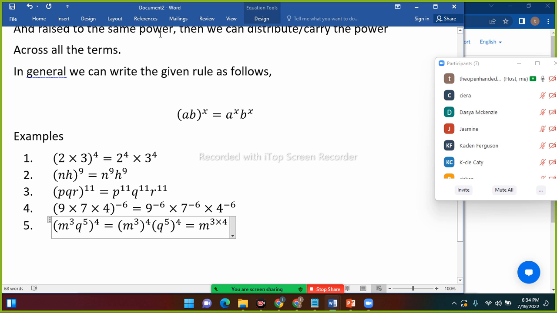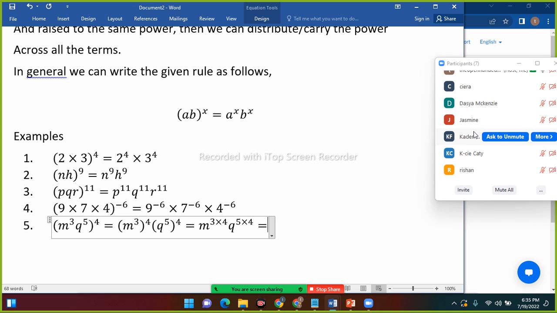Okay. Multiplied by q to the power of 5 times 4. And so we know that, Miss Rashan, what is 3 times 4? Rashan. 3 times 4 is 12.